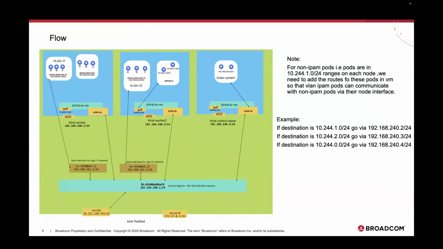All these static routes are added to the VM itself. Yes. Okay. So if I want to talk to 1.244.1, which is VLAN 11, I will go via 192.168.240.2, which is the ETH0 IP on the current worker node. Yes, right. This is a node interface IP.